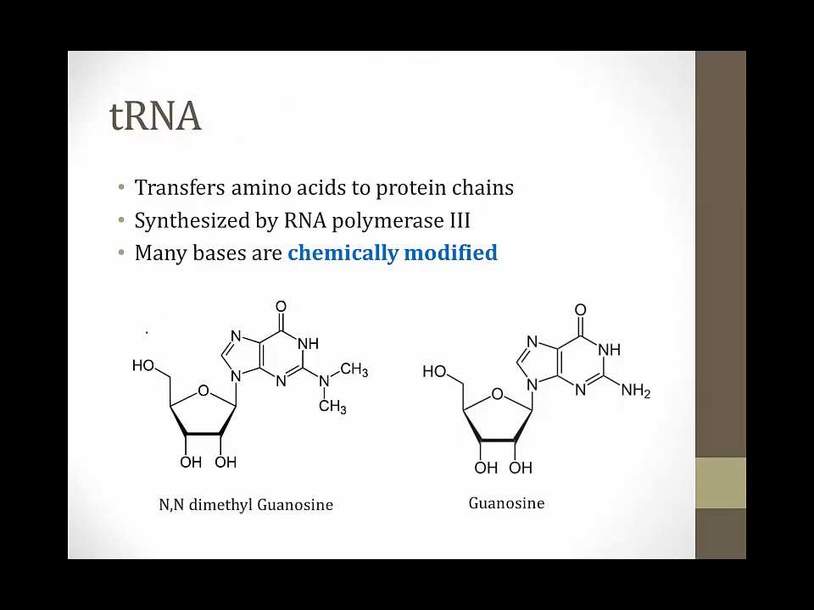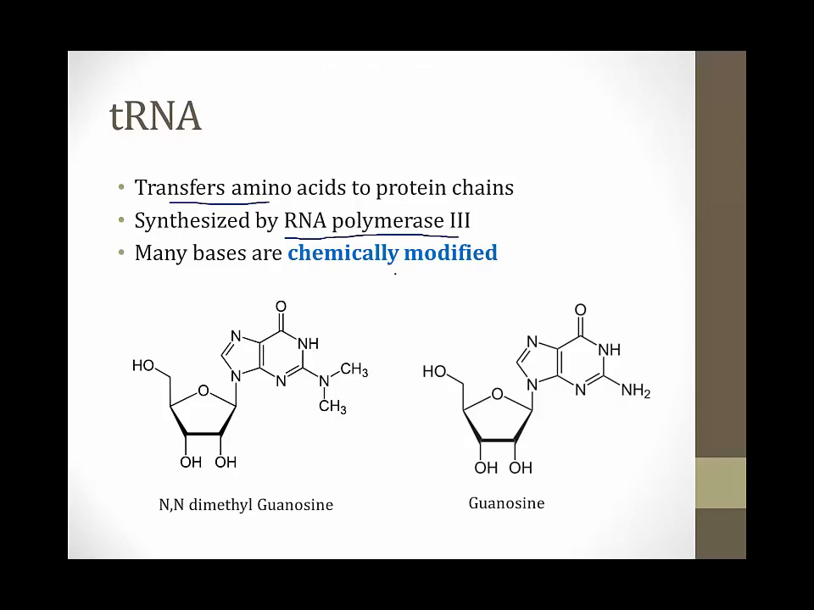Now let's talk about tRNA. tRNA are RNA molecules that transfer amino acids to proteins. That's why they're called tRNA. They are synthesized from DNA by RNA polymerase III. And one thing you should know about tRNA is that these are very unusual RNA molecules. They have an unusual shape, which I'll show you in a minute.